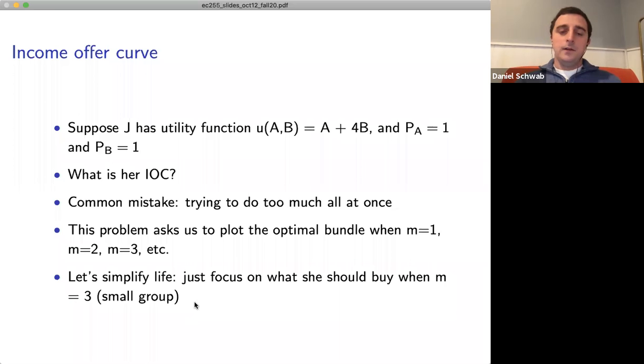Okay, so I'm not actually going to pause myself, but you can pause the video and take a minute, 2 minutes, and try to focus on what this person would buy when m is equal to 3. Okay, so hopefully you've done that. You've paused. You've now unpaused. And now I'm going to move on in the slides.